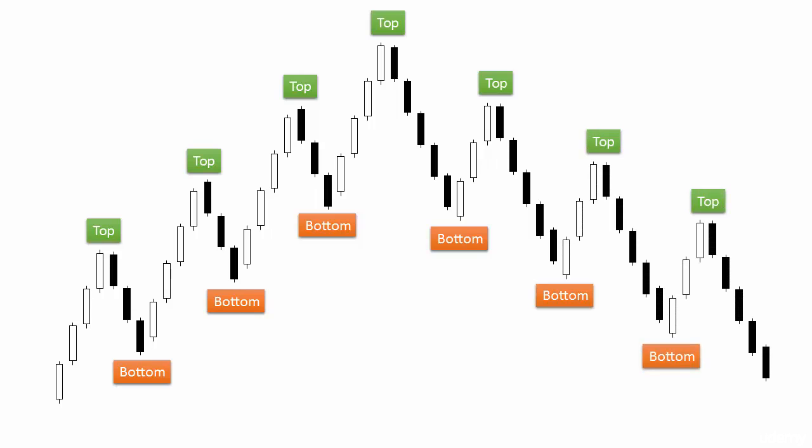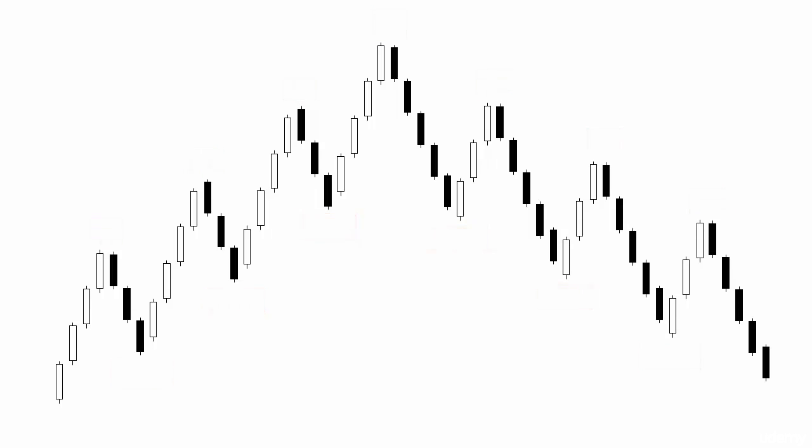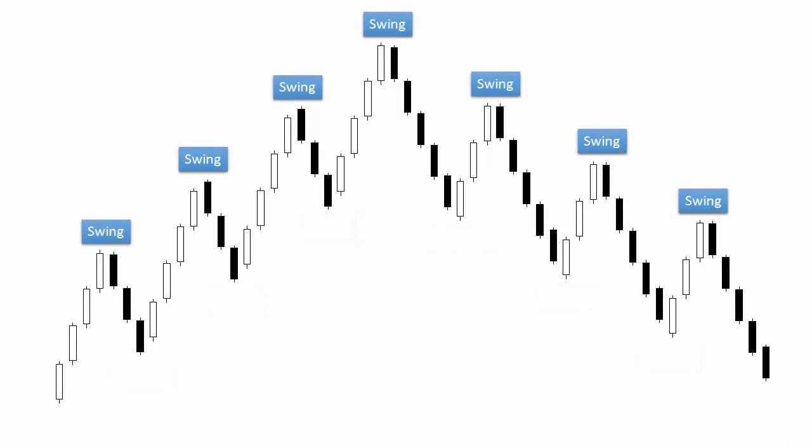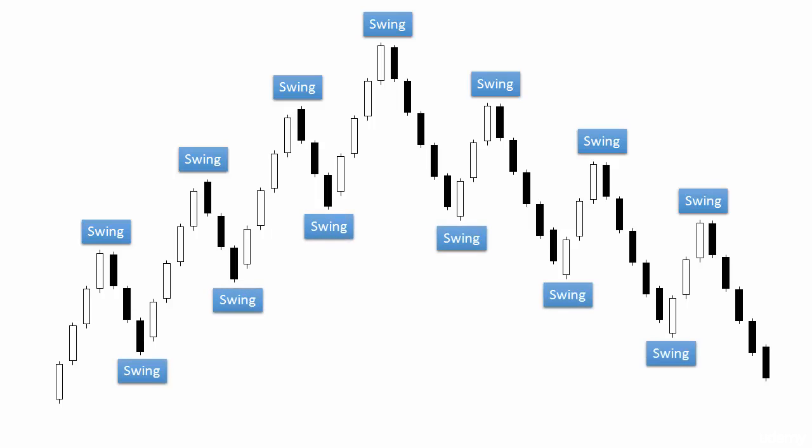If a top of a trend is a valid top, then we call this a valid swing point. And if the top is an invalid top, then we call this an invalid swing point. Likewise, if the bottom is valid, then we call this a valid swing point. And if the bottom is invalid, then we call this an invalid swing point. So all the tops and bottoms, whether they are valid or invalid, we will call them swing points.